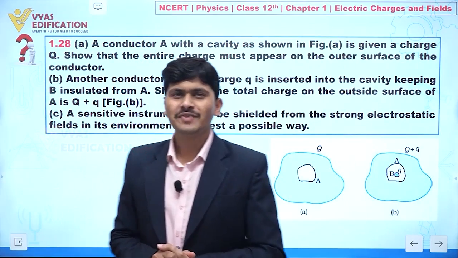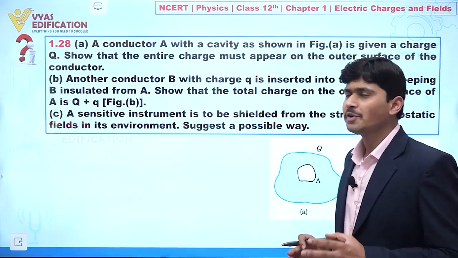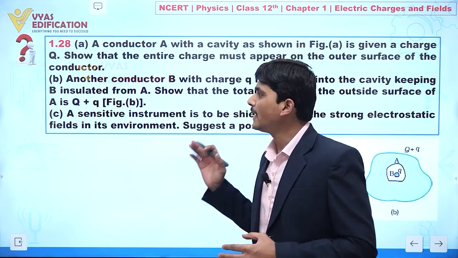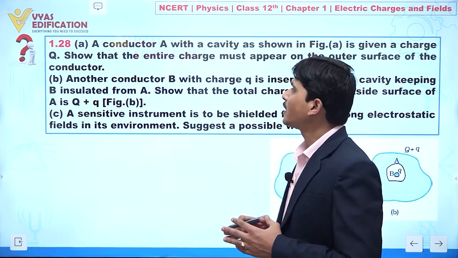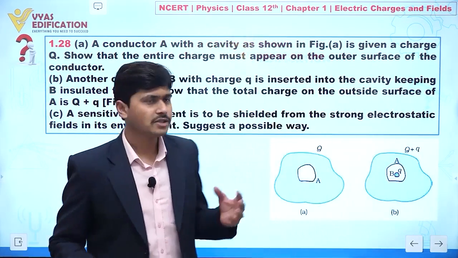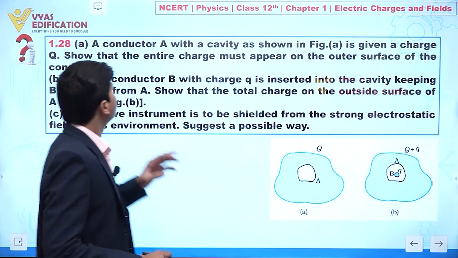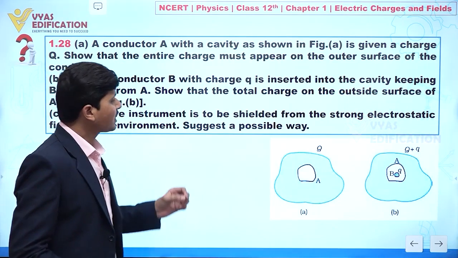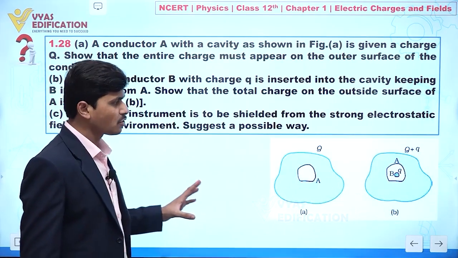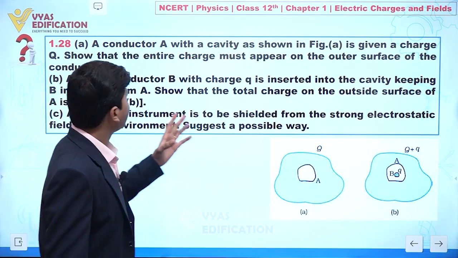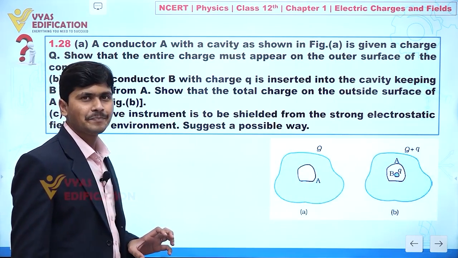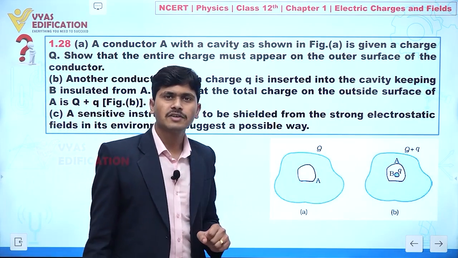Now dear students, we are going to discuss question number 1.28, and in this question we have 3 parts, A, B and C. In the first part, a conductor capital A with a cavity, as shown in the figure, is given a charge capital Q. Show that the entire charge must appear on the outer surface of the conductor. So the first situation is given like this.